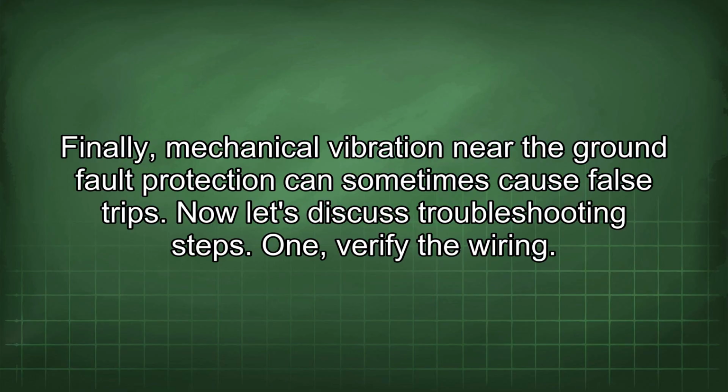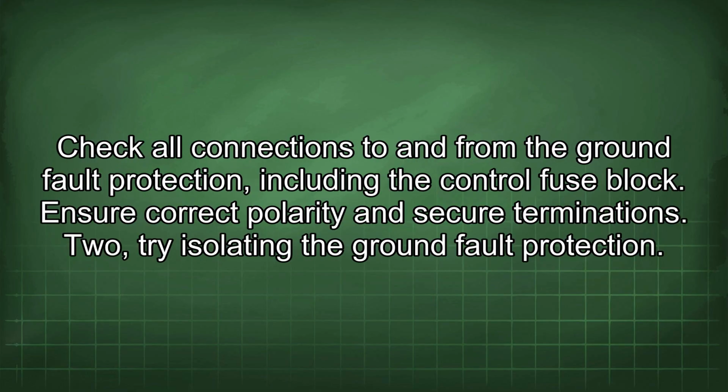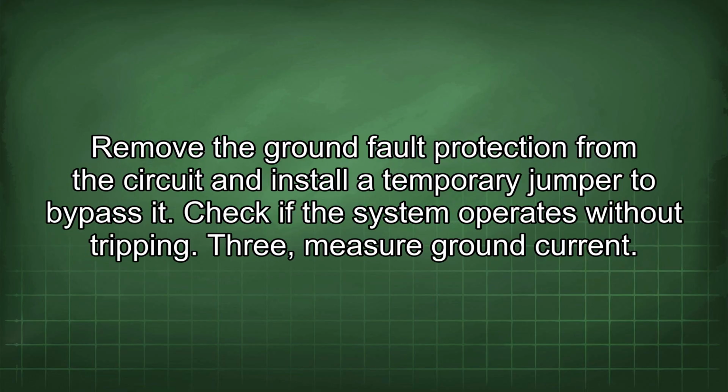Now let's discuss troubleshooting steps. 1. Verify the wiring. Check all connections to and from the ground fault protection, including the control fuse block. Ensure correct polarity and secure terminations. 2. Try isolating the ground fault protection. Remove the ground fault protection from the circuit and install a temporary jumper to bypass it. Check if the system operates without tripping.